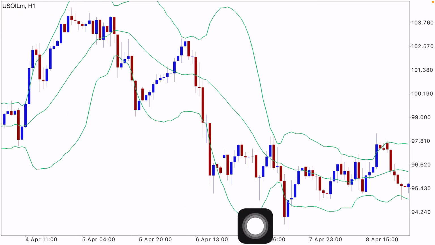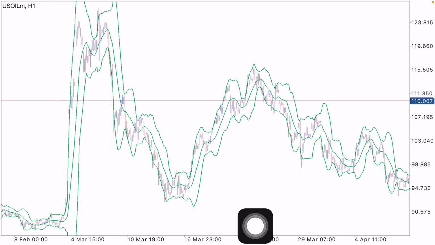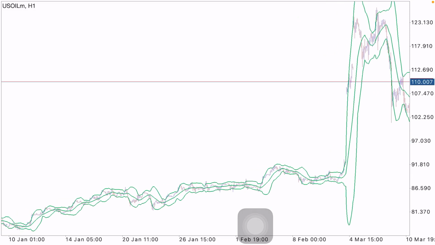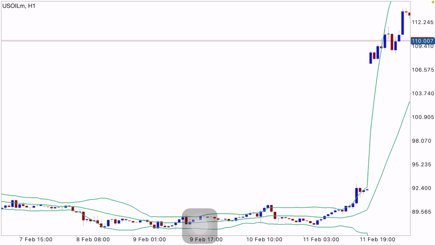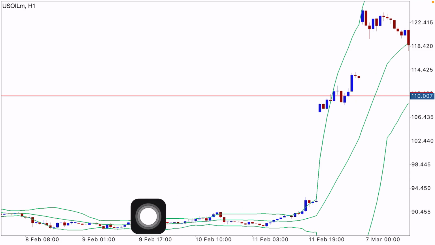When you are using the Bollinger Bands, we call something the Bollinger squeeze. This is an example of a Bollinger squeeze. The bands are very close to each other.